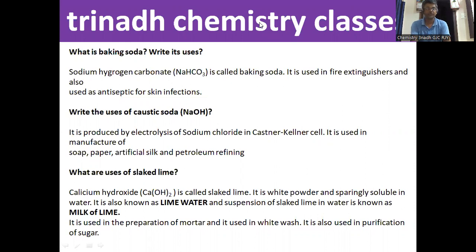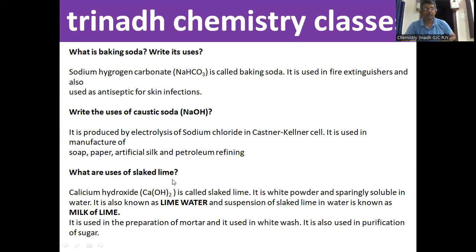Write the uses of caustic soda. Sodium hydroxide is called caustic soda. It is produced by electrolysis of sodium chloride in the Castner-Kellner cell. It is used in the manufacture of soap, paper, artificial silk, petroleum refining, and so on. It is also used as a laboratory reagent.